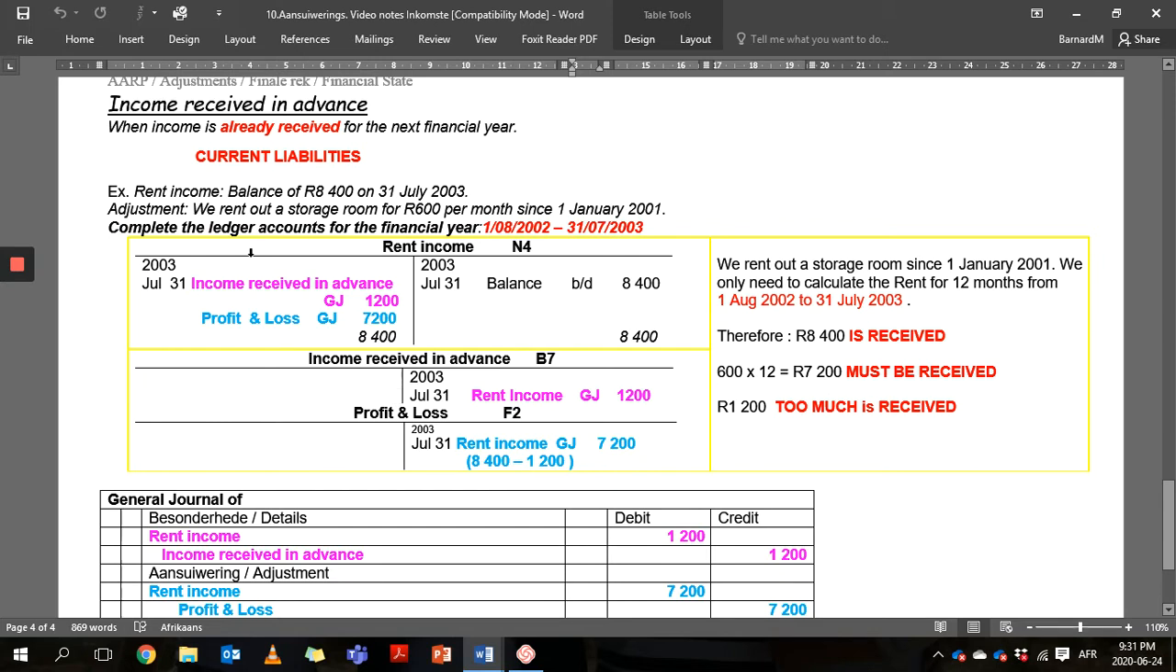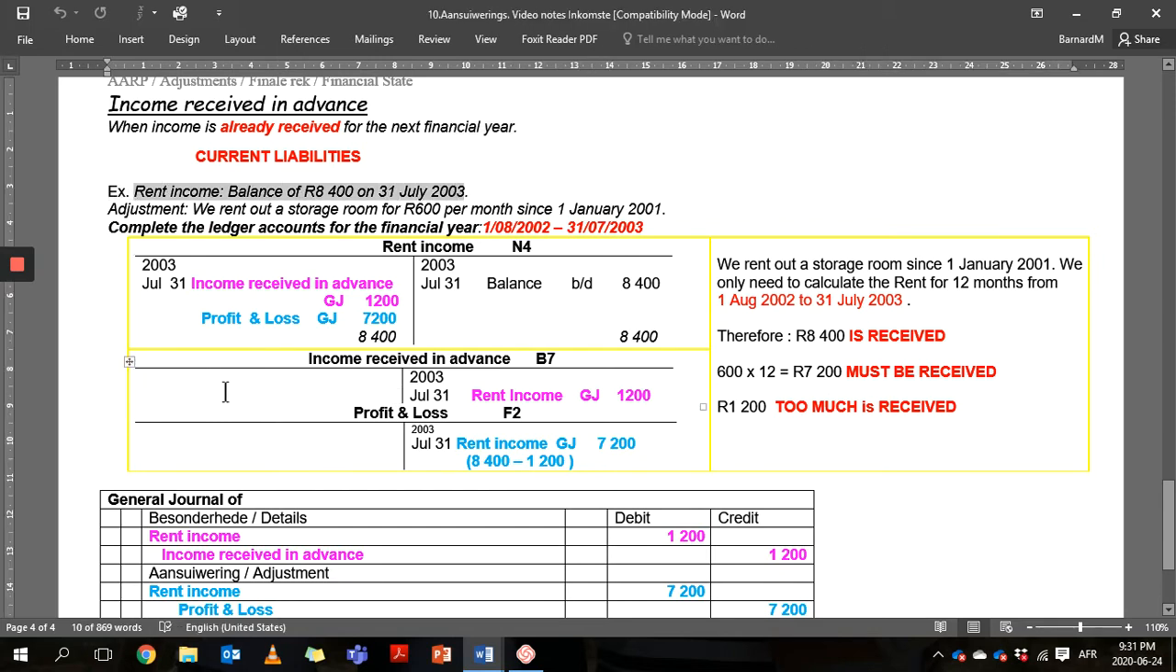We start off here with a rent income account with a balance of 8,400 on the 31st of July. And they also tell us that they rent out a storage room for 600 Rand per month, but it's been rented out since the 1st of January 2001. So that's more than 2 years ago. They also tell us that we need to do the ledger accounts for the financial year of the 1st of August 2002 till the 31st of July 2003.